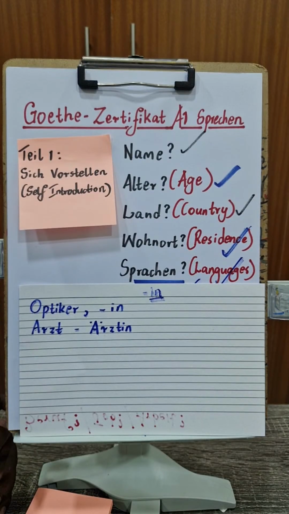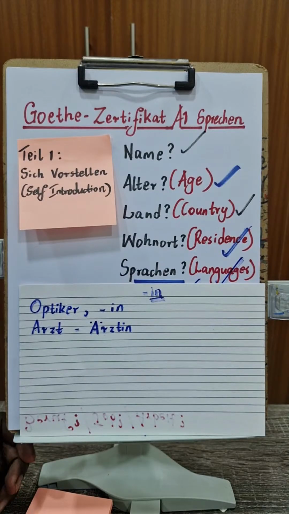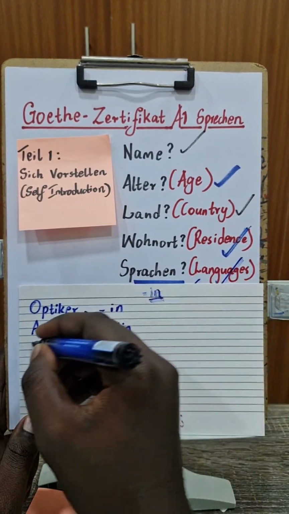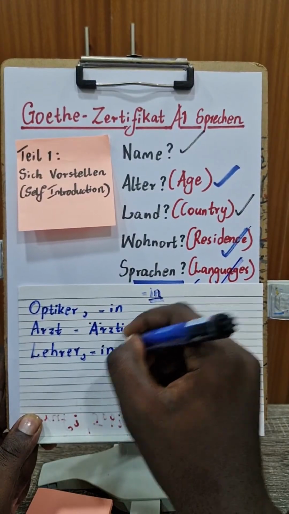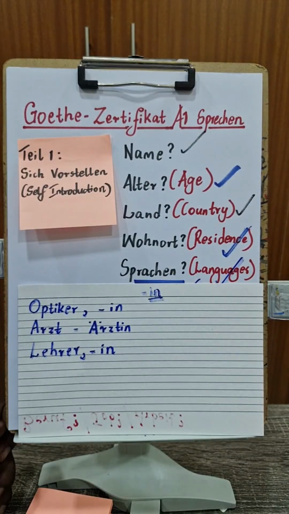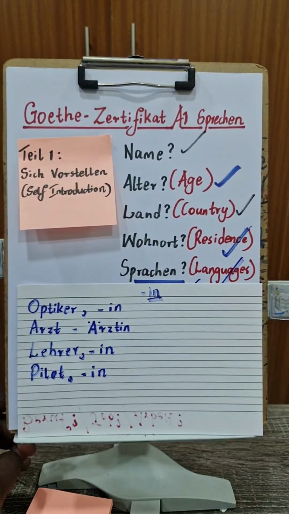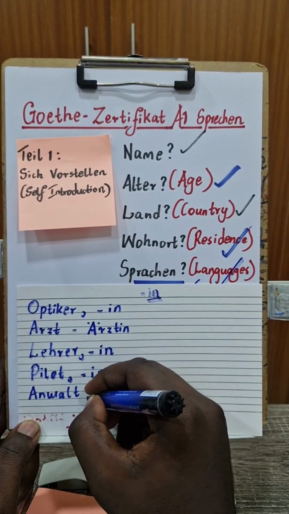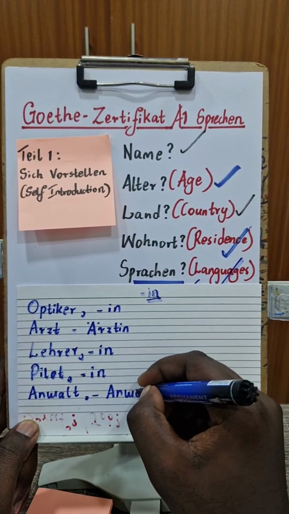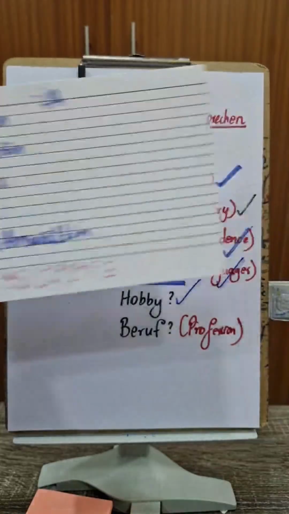All right. Any other you know? Go ahead and share below. Which other profession do you know? Now, it is not all of them which will add in. There are those which behave irregularly. Most of them would add an in, but there are those which behave irregularly, right? Maybe I have Lehrer, so female, Lehrerin. Optiker, Optikerin. Pilot, now you add Pilotin. I would add one here: Anwalt, lawyer. Anwalt now becomes Anwältin. That's a familiar one, right?